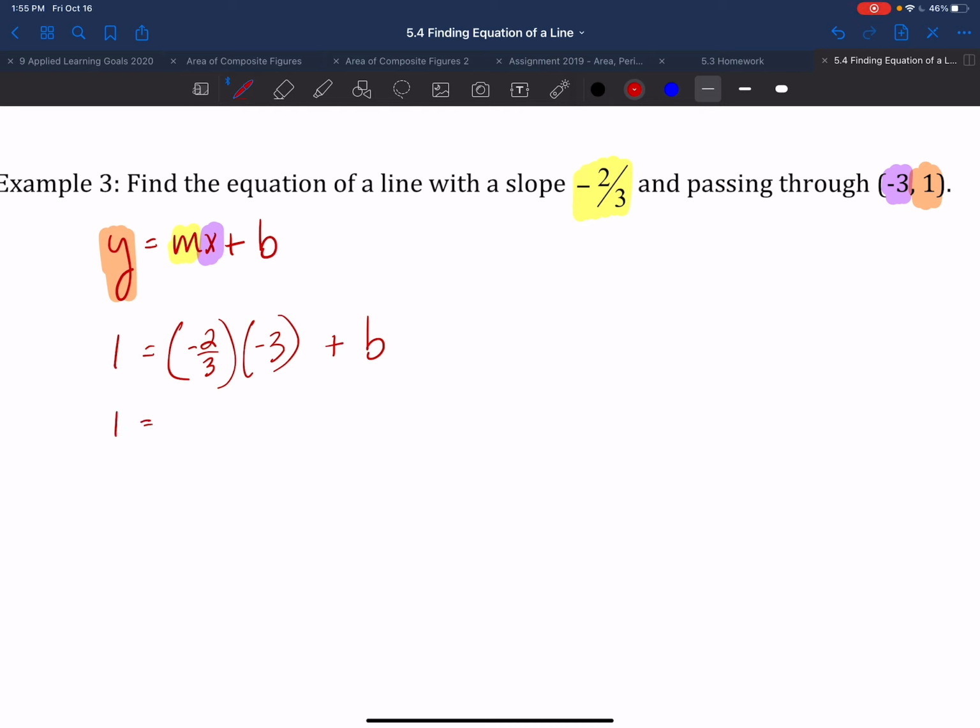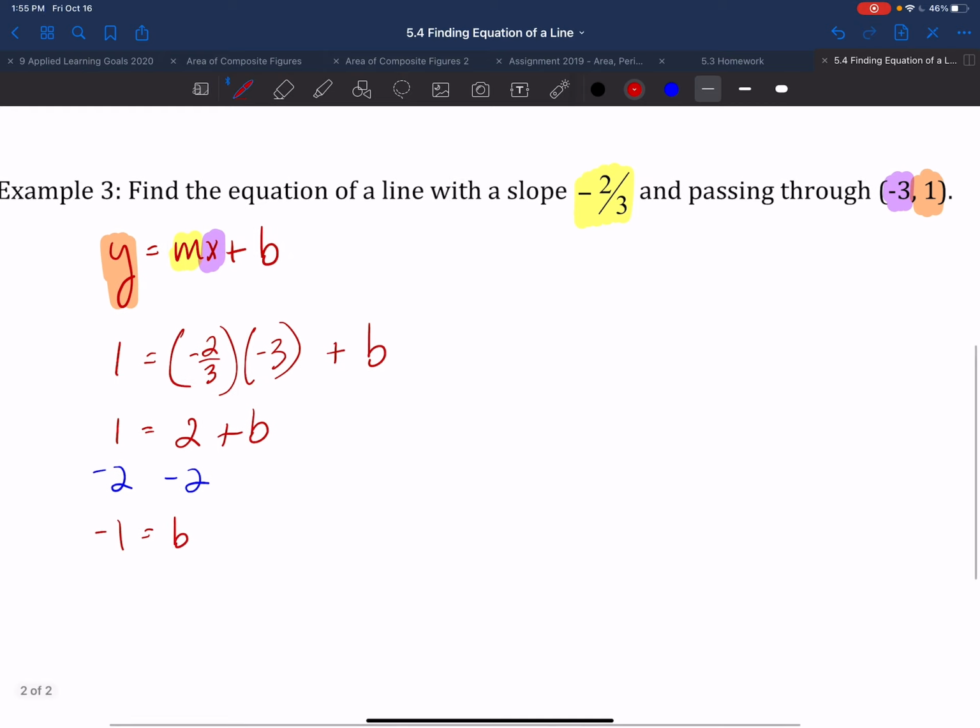So I'm going to simplify this. I have negative 2 times negative 3. So negative 2 times negative 3 is positive 6. Then divide by 3 is positive 2. I want b by itself, so I'm going to subtract 2. So b is equal to negative 1.